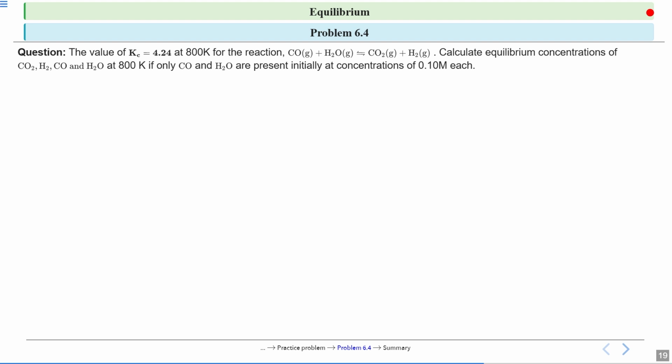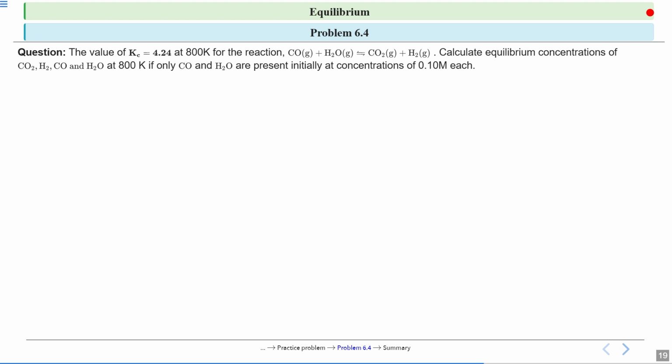Moving on to the next question, problem 6.4 of the NCERT. In this case, you are given a Kc value of 4.24 at 800 Kelvin for the equation CO plus H2O giving us CO2 plus H2. Now you have to calculate the equilibrium concentration of CO2, H2, CO and H2O. So you have to calculate it for all the species at the same temperature, if you have the initial concentration of CO and H2O as 0.1.